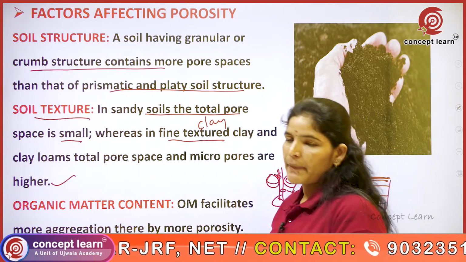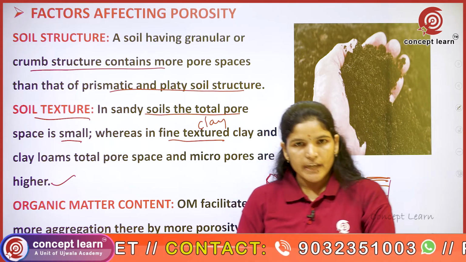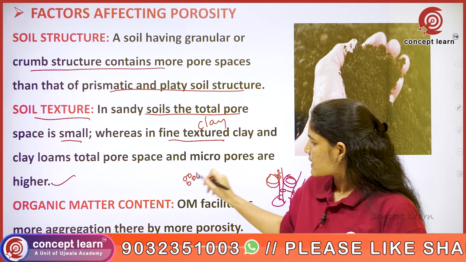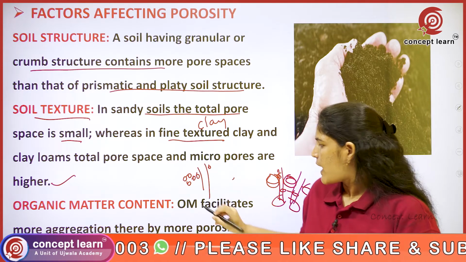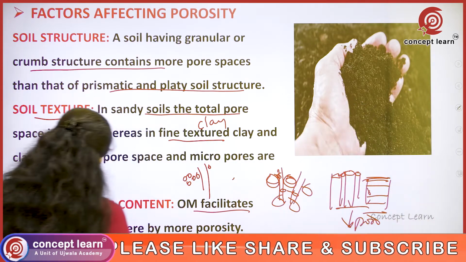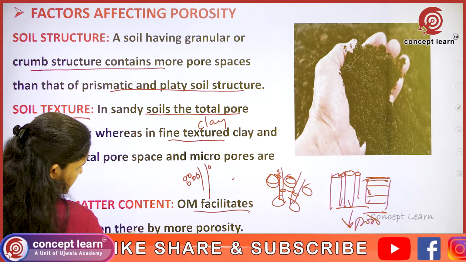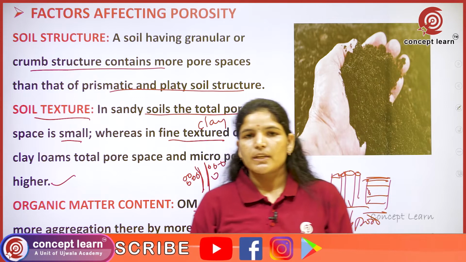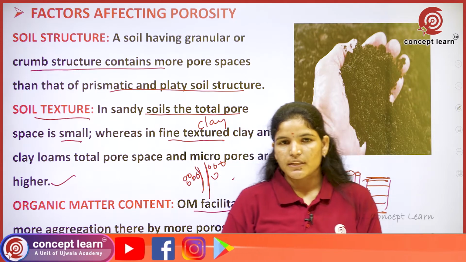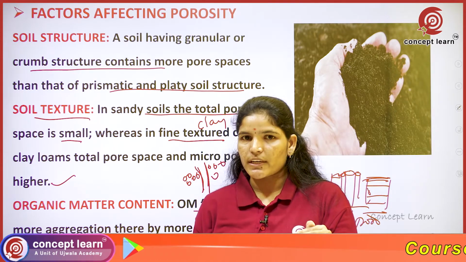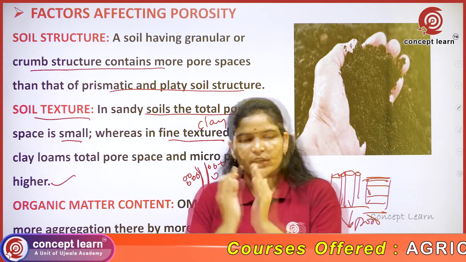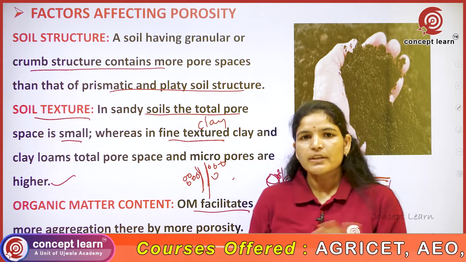Coming to the organic matter content. Whenever we add organic matter, it will form aggregates. Aggregates mean an increase in porosity. So higher organic matter facilitates more aggregation, thereby more porosity. We add organic matter because porosity increases. When we add organic matter to the soil, it forms aggregates with the neighbouring particles, and because of that the pore spaces in the soil increase.